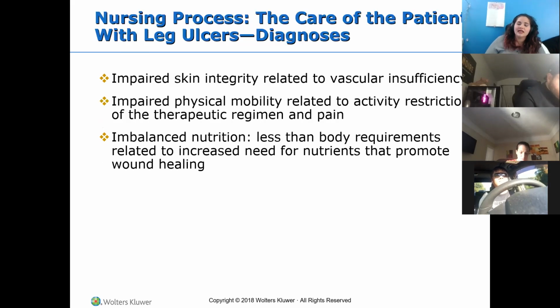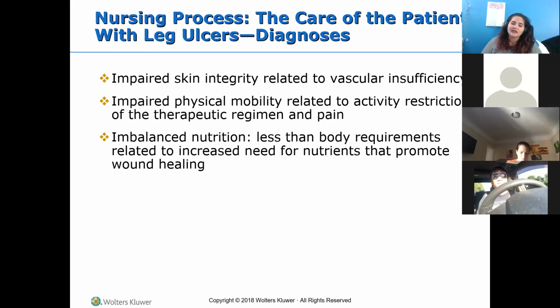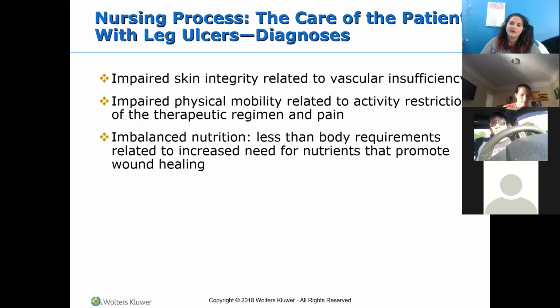Alrighty, next we have the diagnoses. So these are the nursing diagnoses that we do on the care plans. Some examples are impaired skin integrity related to vascular insufficiency, impaired physical mobility related to activity restrictions of the therapeutic regimen and pain, or imbalanced nutrition, less than body requirements, related to increased need for nutrients that promote wound healing. That would be your high protein diet.